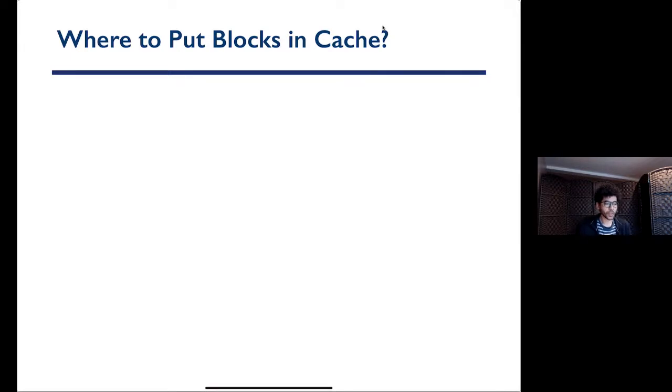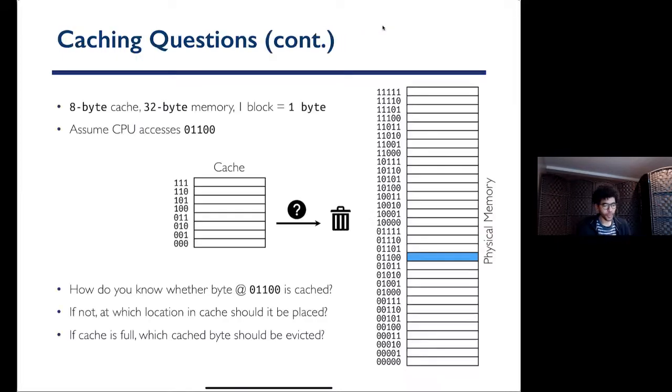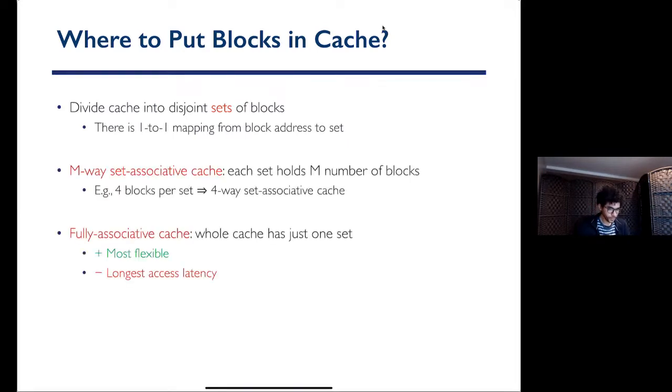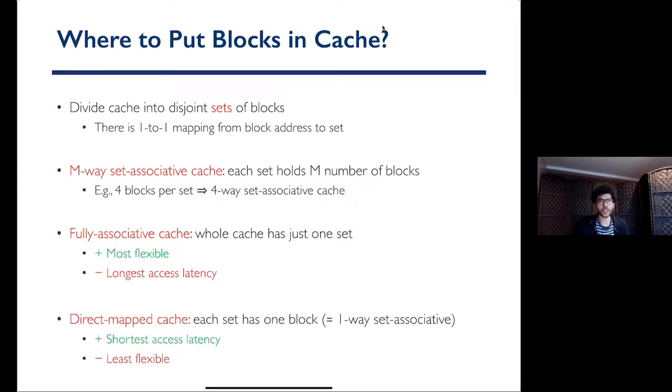Let's start with the first one, where to put blocks in cache. If I go back, these two questions are very related, right? Where to look is kind of related to where you put it last time. The cache hierarchy is usually designed so that we divide our cache into disjoint sets, and we map each block in our memory to a set. So each block can go to only one set. There's a one-to-one mapping between our blocks and our sets.